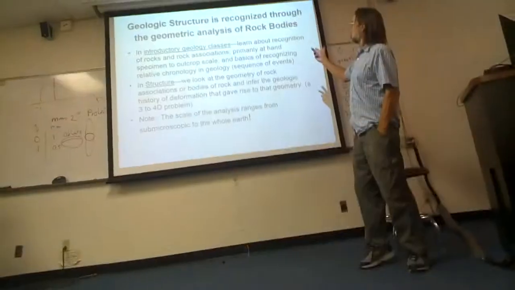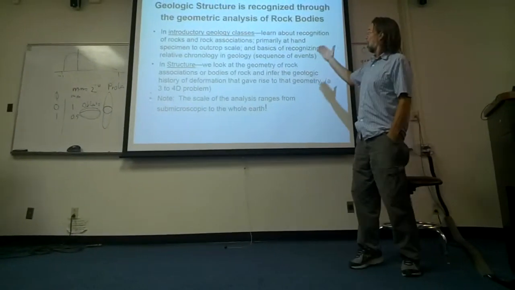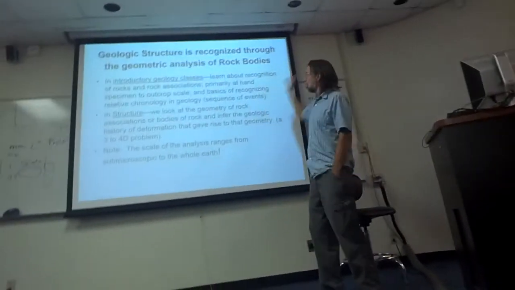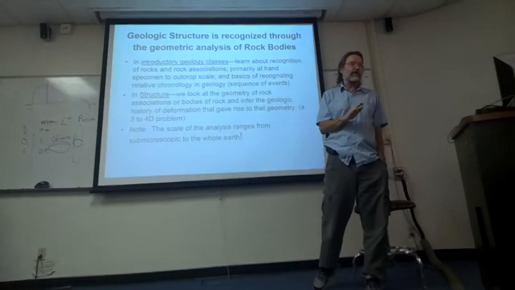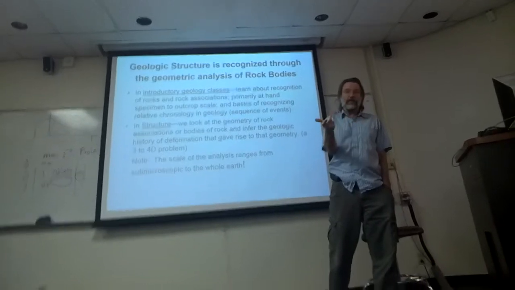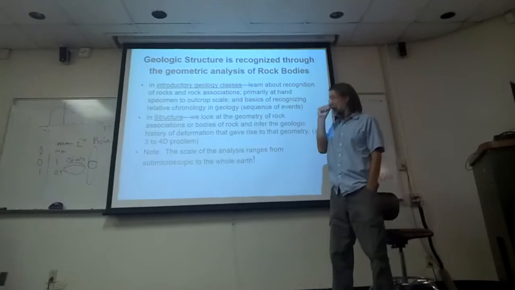In structure, one of the basic observations we use is constructing geometry. And we do that by looking at an analysis of what you might call rock bodies. In the introductory class, you learned all about how to recognize rocks, including dealing with things like sequences of events. The importance of sequences of events in the context of structure cannot be underestimated, because they allow you to reconstruct kinematics, the history of the motions that occurred over a given time.